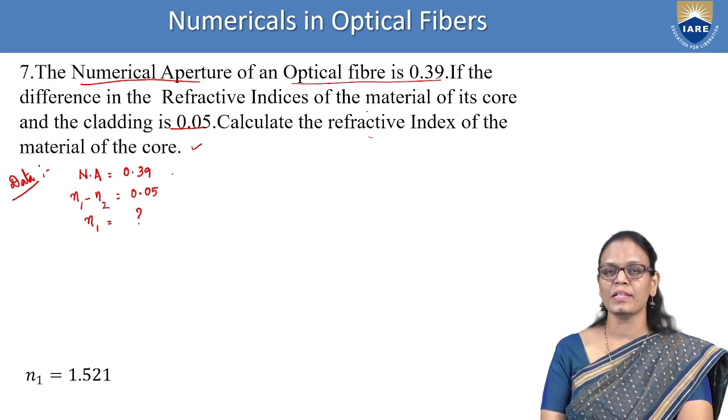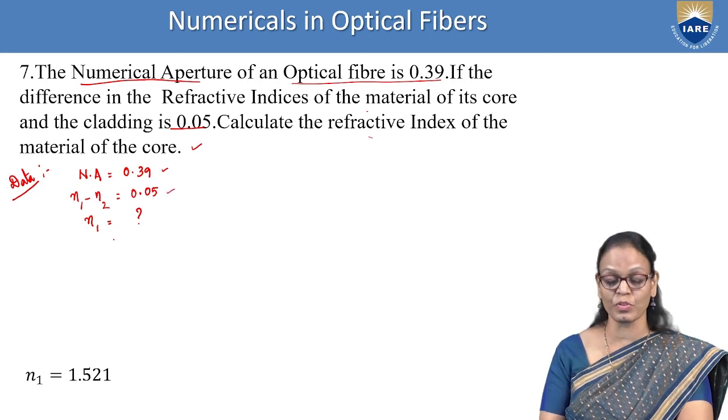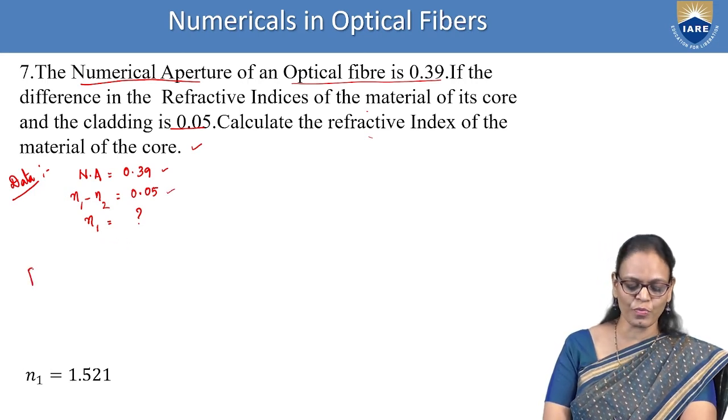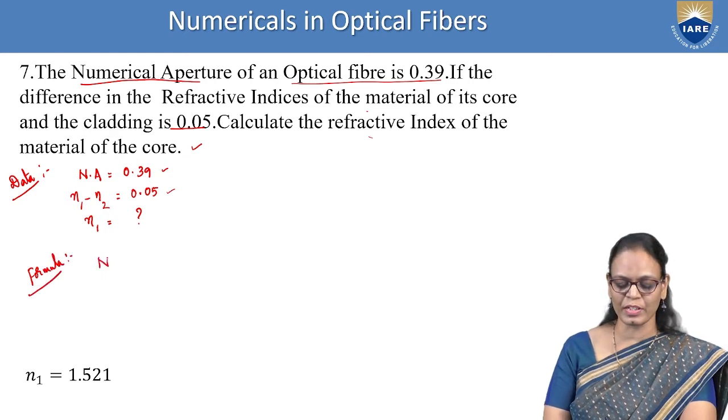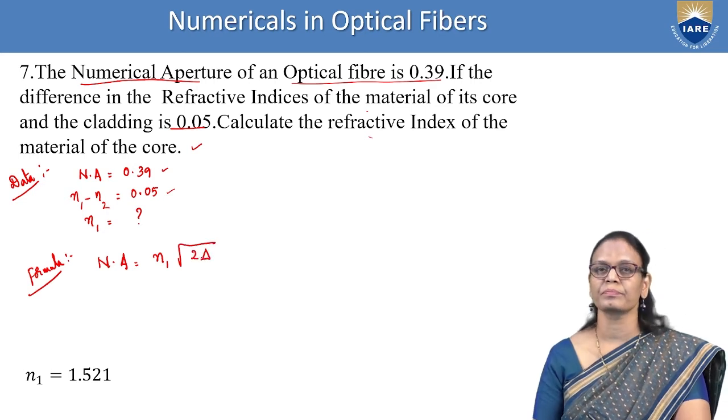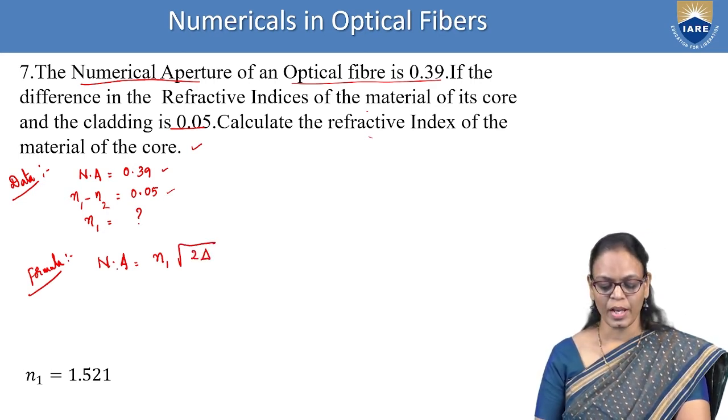Okay, so it is understood. NA is given and the difference in the refractive indices is given. We have to find N1. So which formula will we use? We will definitely use the formula of numerical aperture involving the change in refractive index. So NA is equal to N1 under root 2 delta.